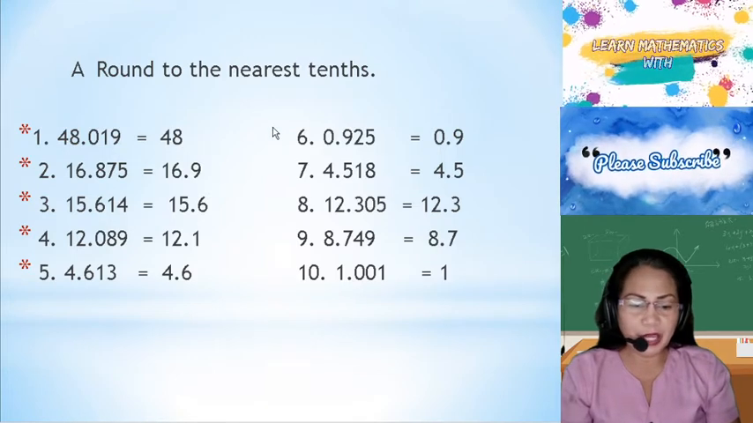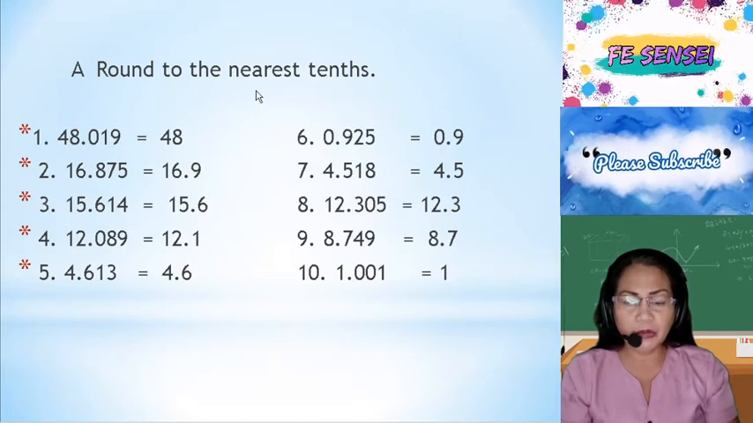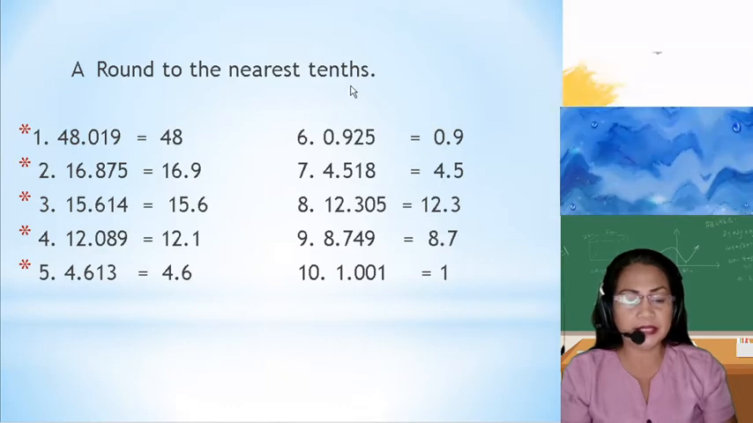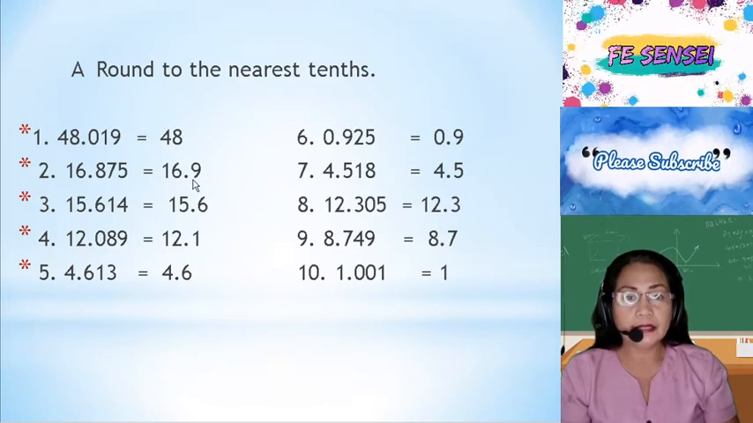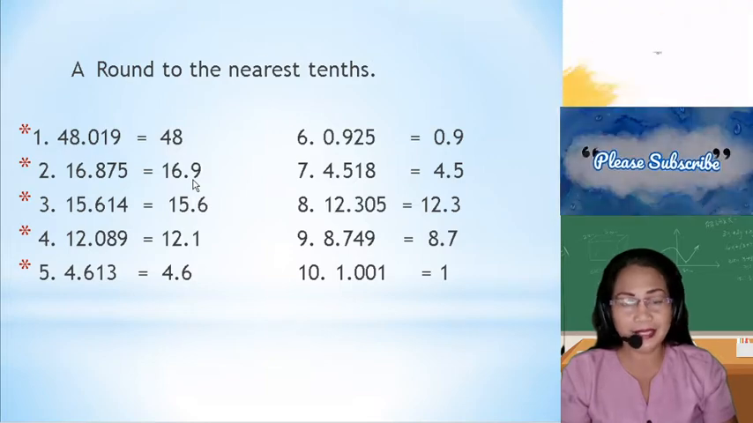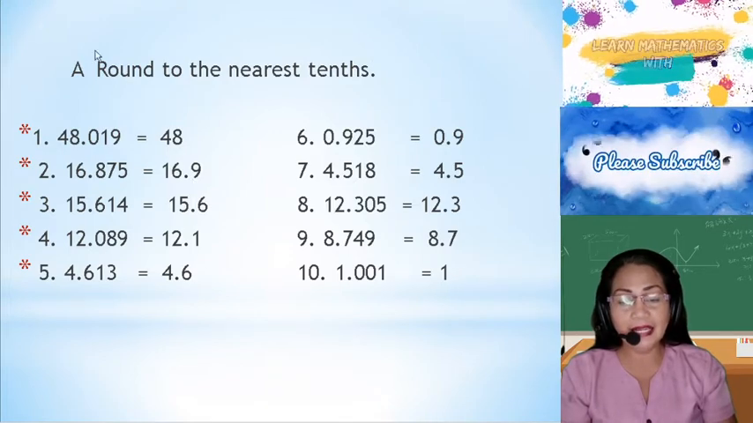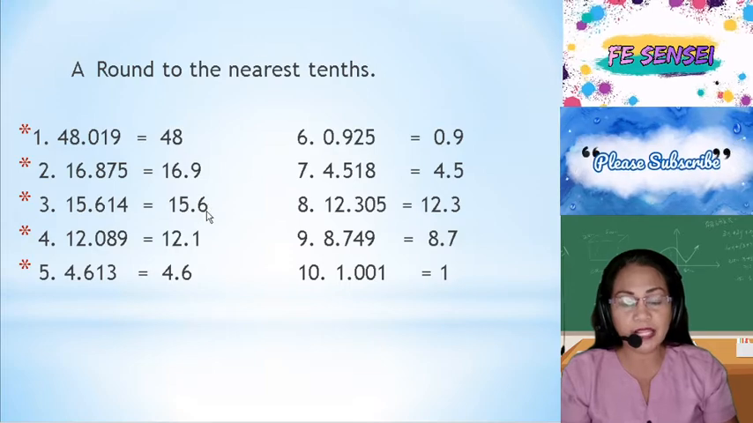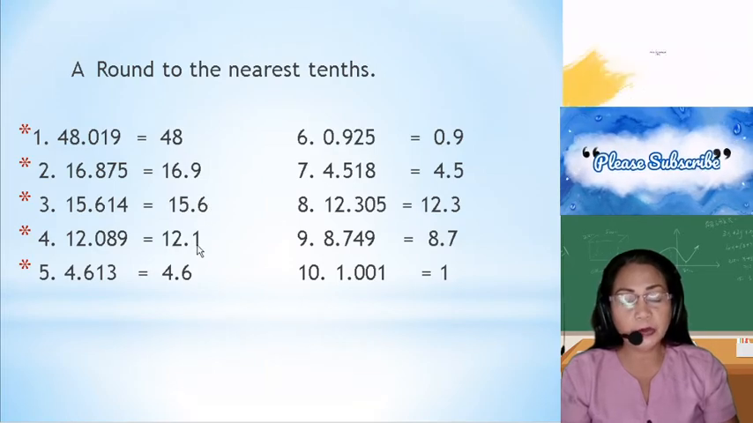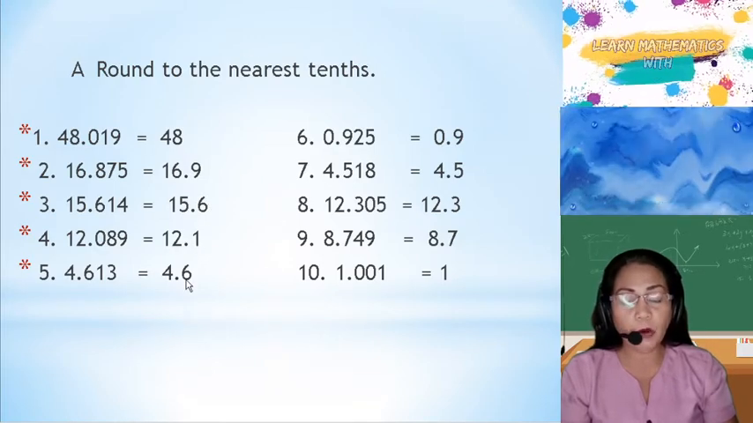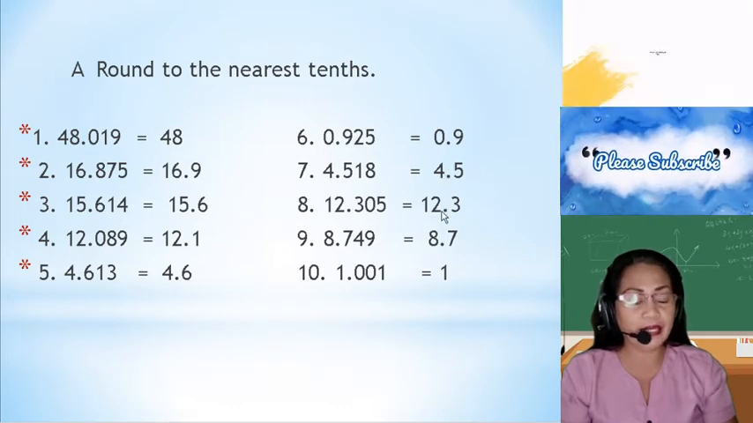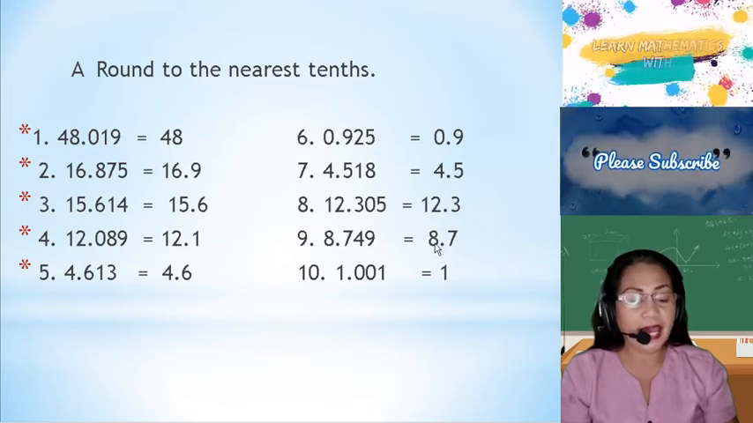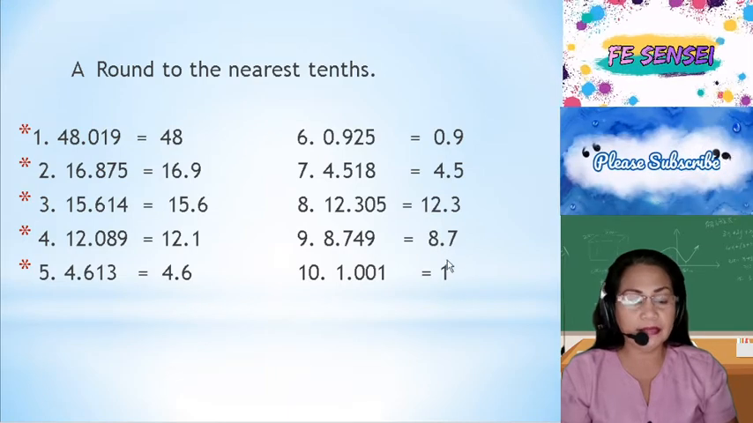So examine the answers. Since we rounded the number to the nearest tenths, our answer is in the tenths place. 16 and 9/10, 15 and 6/10, 12 and 1/10, 4 and 6/10, 9/10, 4 and 5/10, 12 and 3/10, 8 and 7/10, and 1.